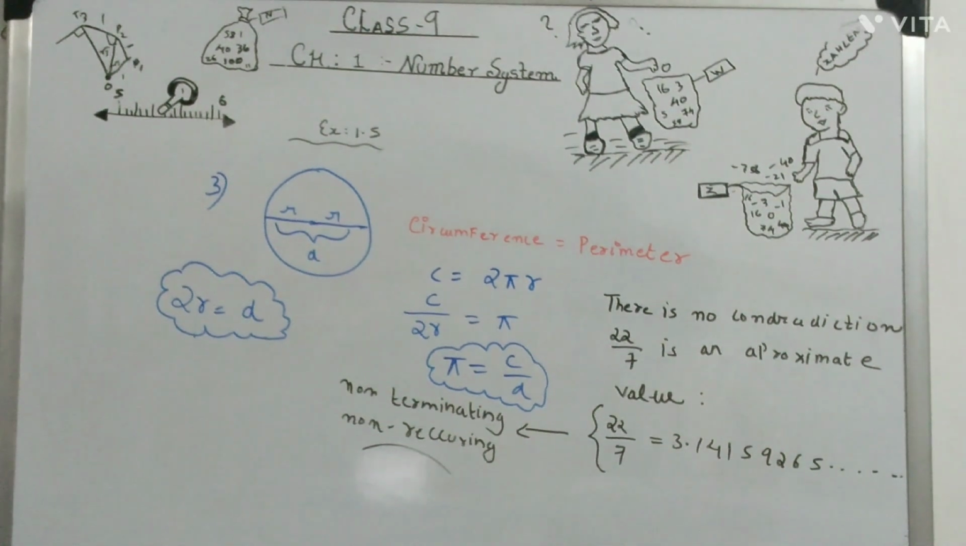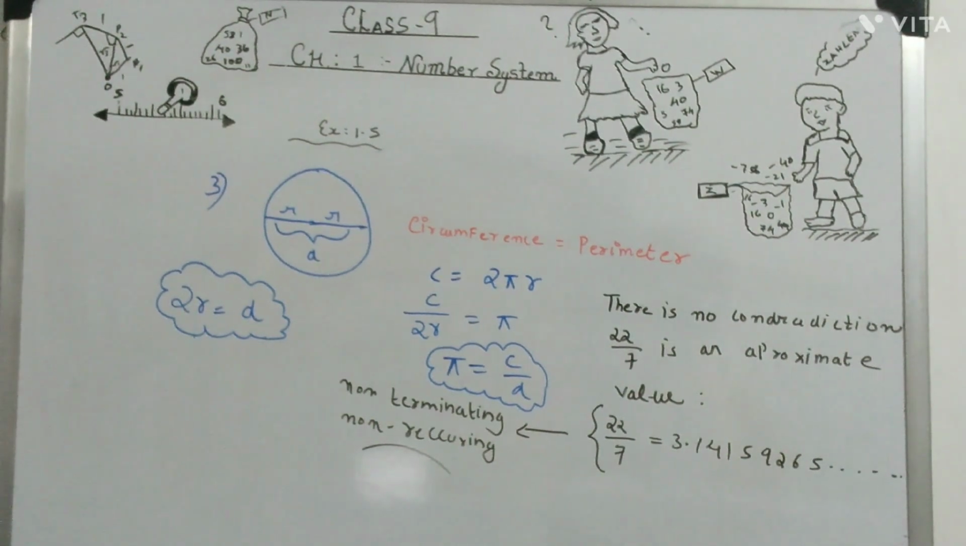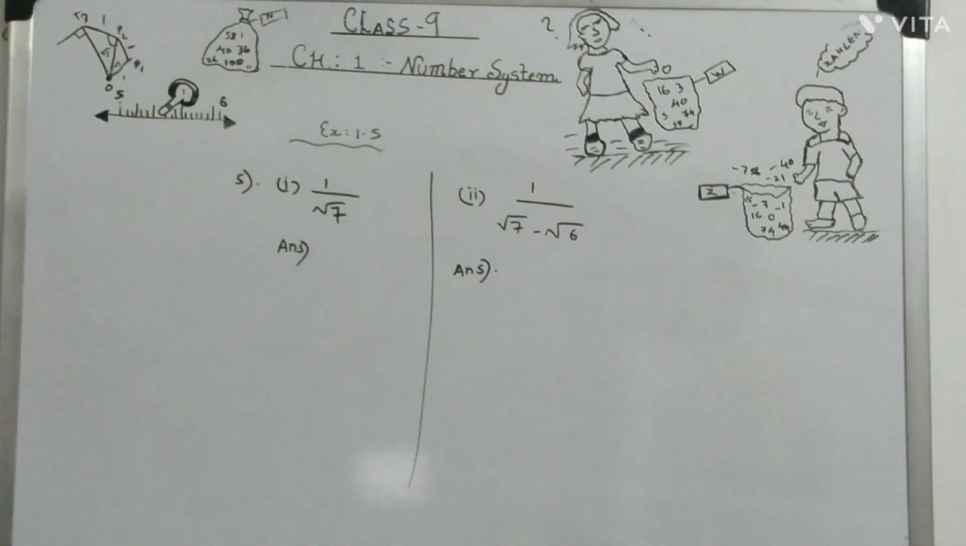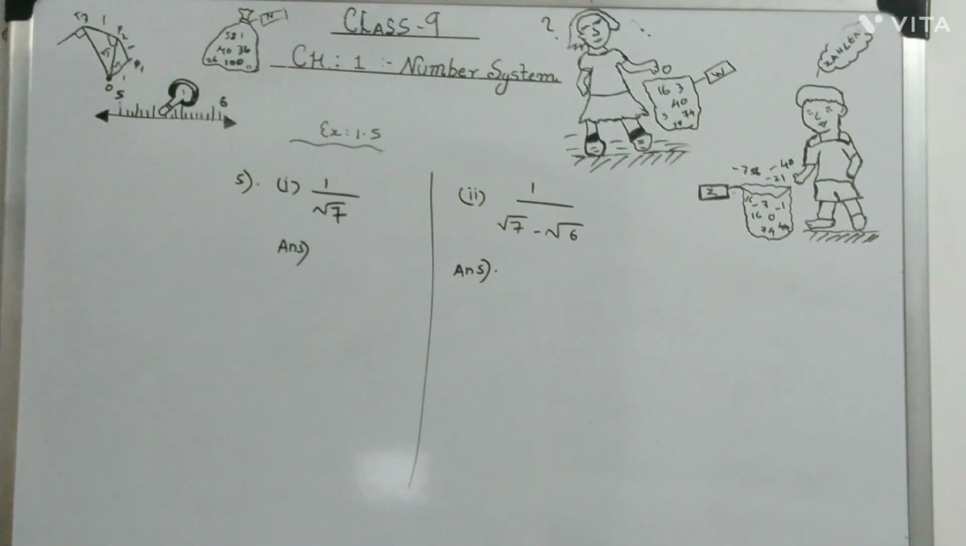Now the fourth question, that is represent root of 9.3 on the number line, we will be doing in another video. So now let us move on to our question number 5, that is, rationalize the denominators of the following. Our first question is rationalize 1 by root 7.